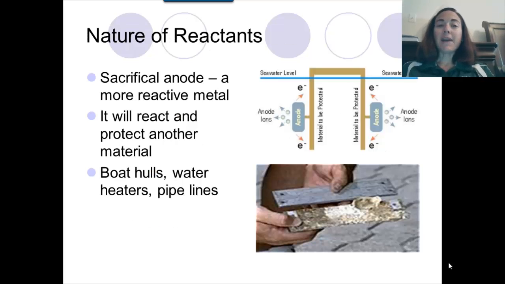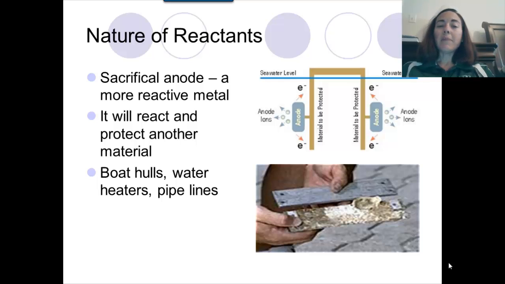Now the last factor is the nature of reactants. The nature of the reactants is not something that we can necessarily change about a substance. It just means that some materials are more reactive than others. The example that I have for you is called a sacrificial anode. A sacrificial anode is when a more reactive metal sacrifices itself to protect a less reactive metal.